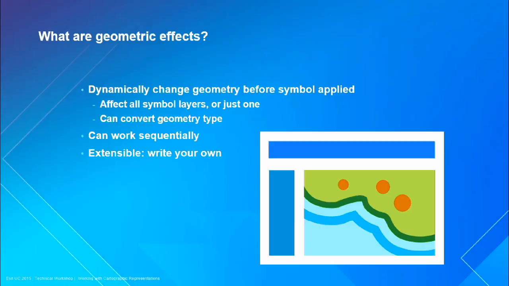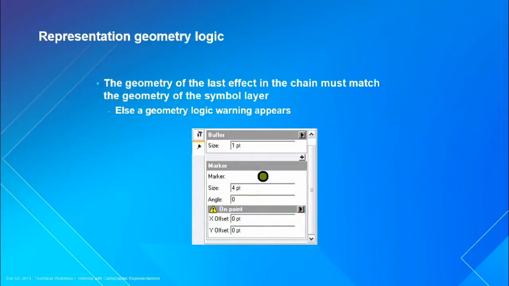If you have a little bit of coding experience, you can write your own. It's an extensible system. We have some samples in the .NET SDK, and you can take a look there, some helpers to get you started. But if you have some ideas on how you would like to dynamically change your symbols, it's not that difficult to create your own geometric effects and plug them in. So a word about representation geometry logic.